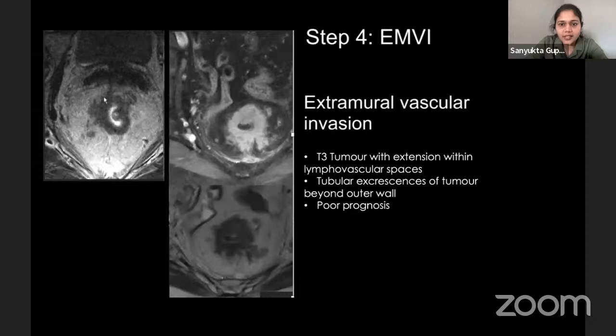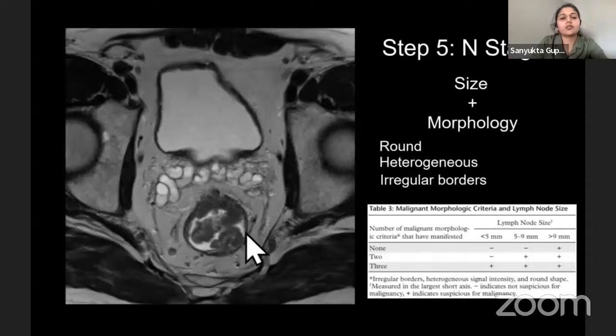What does the term stand for? So basically it's a tumor extending via the lymphovascular spaces. The tumor excrescences, the tumor intensity, can be seen within the vessels. So it has a poor prognosis, and this can also be easily seen and identified on MRI. Then we have the T stages finished, the EMVI finished. Now we come to the nodal staging.